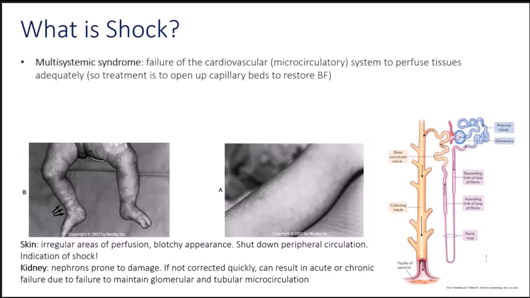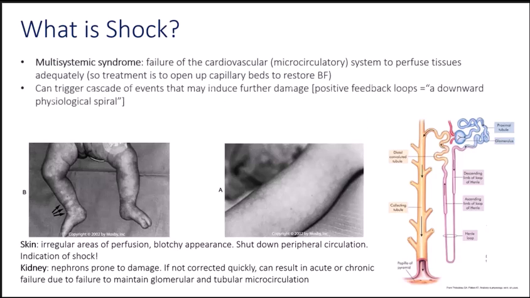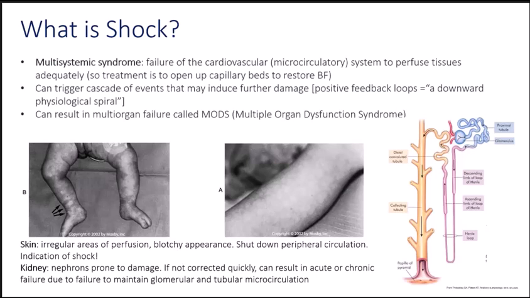So we can say that shock then is a multi-systemic syndrome, and it involves, as we know, failure of the cardiovascular system, but specifically of the microcirculation, and so the cardiovascular system is failing to perfuse tissues adequately. And it's going to be vital then to open up those capillary beds that have collapsed or are not allowing for proper perfusion to occur in order to prevent progression. And as already mentioned, shock can trigger this cascade of events that can lead to more damage where we move further and further and further away, referring to a positive feedback loop, moving far from homeostasis. And it can result in multi-organ failure, as already mentioned, so we'll come back to this.